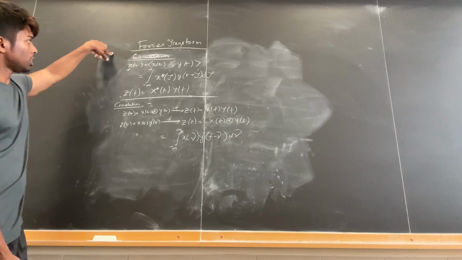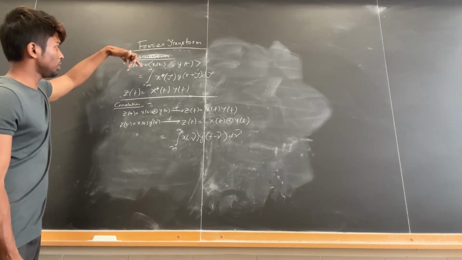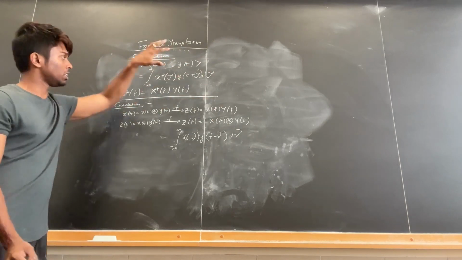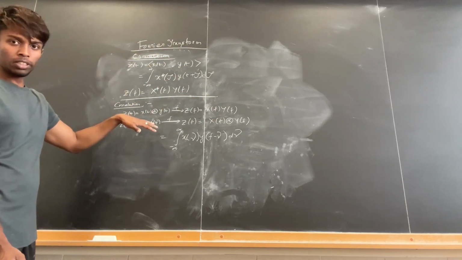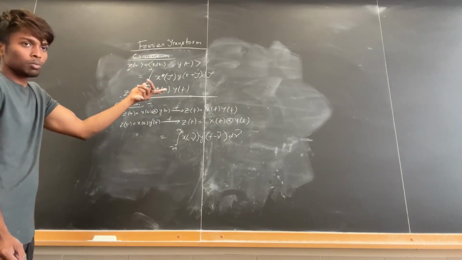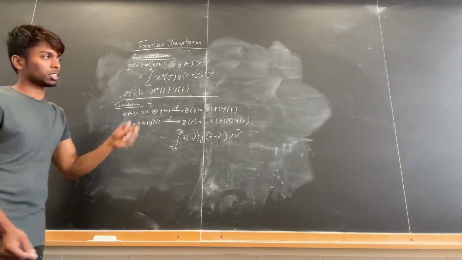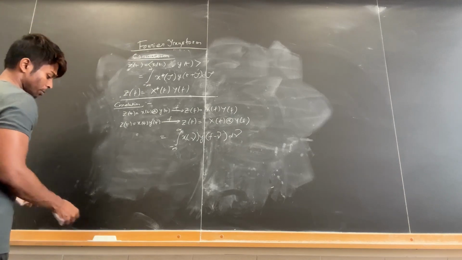Then the correlation property: the correlation between the signals is defined as the integration of x conjugate(tau) y(t plus tau) d tau. So Z(f), the Fourier transform, is just the conjugate of X(f) times Y(f), which is just another product. So it becomes easier in the Fourier domain.